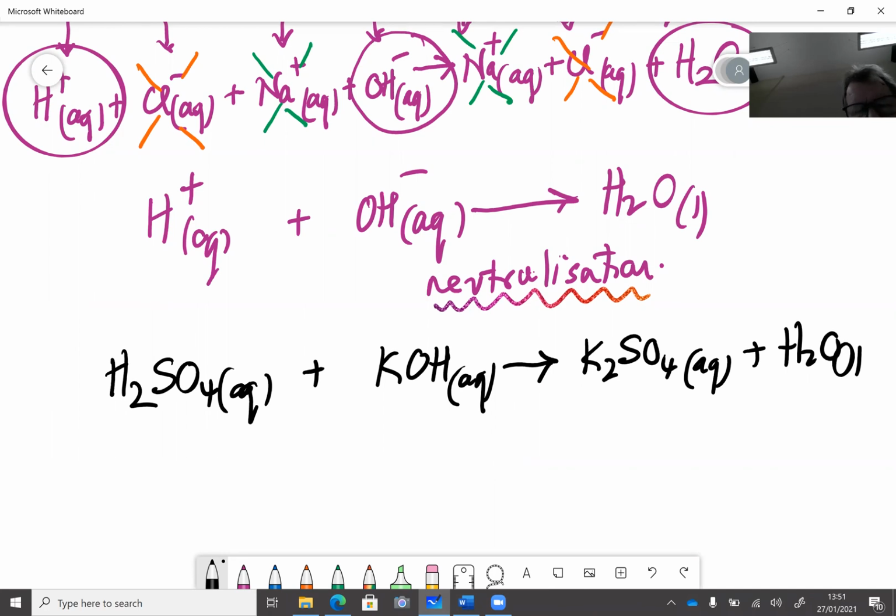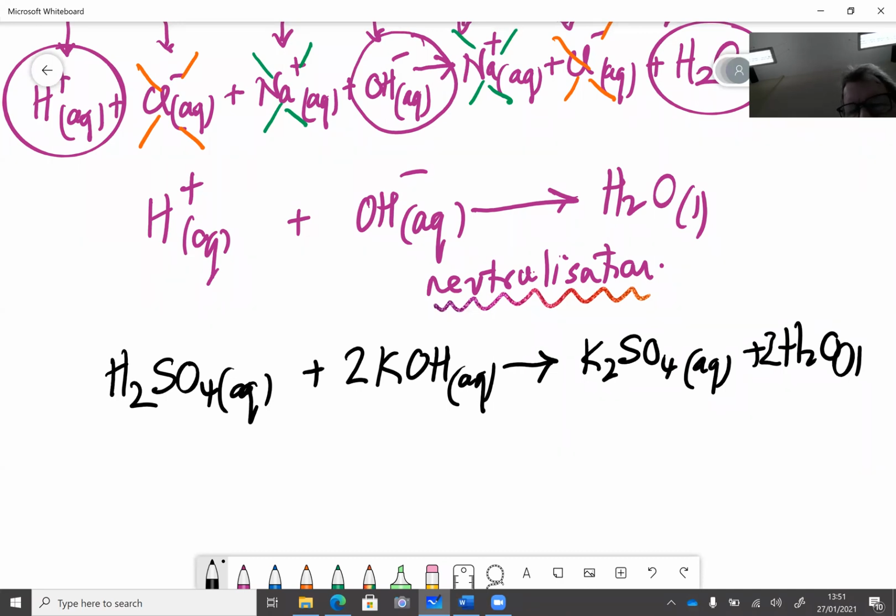This is not balanced. If you remember from last time, when we look at balancing an equation, we look for the number of hydrogens and the number of sodiums. Potassium works the same as sodium. So two of these, one of those, I need two. The two here, 2K there, that's good. SO4, SO4, and I've got two of these.